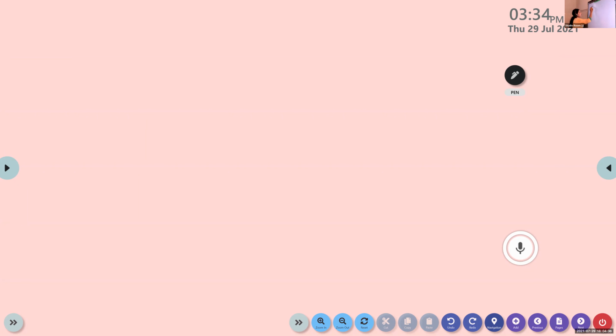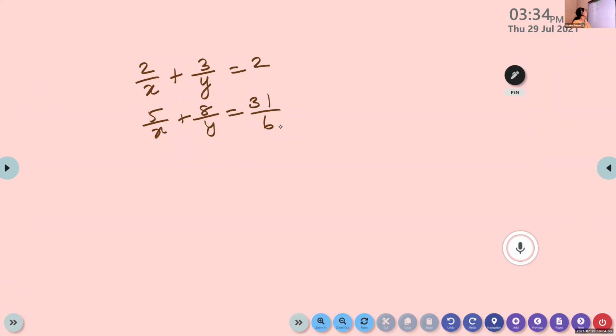Solve 2 by x plus 3 by y is equal to 2, 5 by x plus 8 by y is equal to 31 by 6. So what can you do here? Look, the variables are in the denominator. Here we substitute for 1 by x. You put 1 by x as u and 1 by y as v.